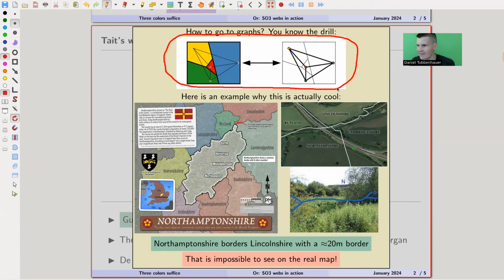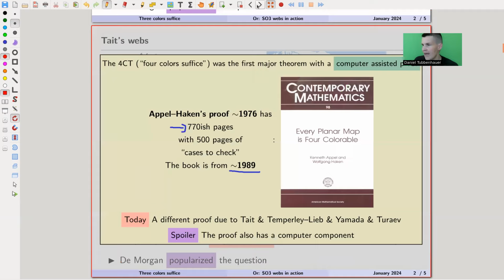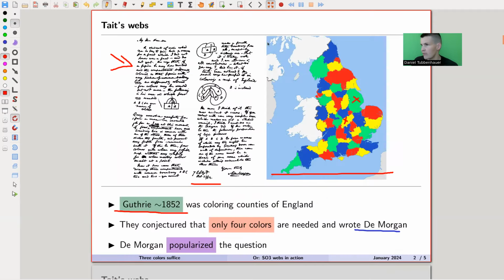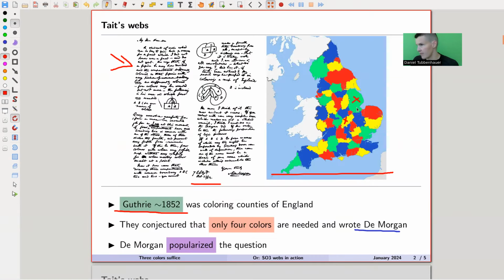So in this case, there's this funny story that Northamptonshire here, which is the yellow one, is actually bordering Lincolnshire, which in this picture is the green one. And the only reason it is bordering Lincolnshire is because otherwise it would be twice landlocked. If it's bordering Lincolnshire, it's only once landlocked, right? Here's the sea. You can go to Lincolnshire and then go to the sea.